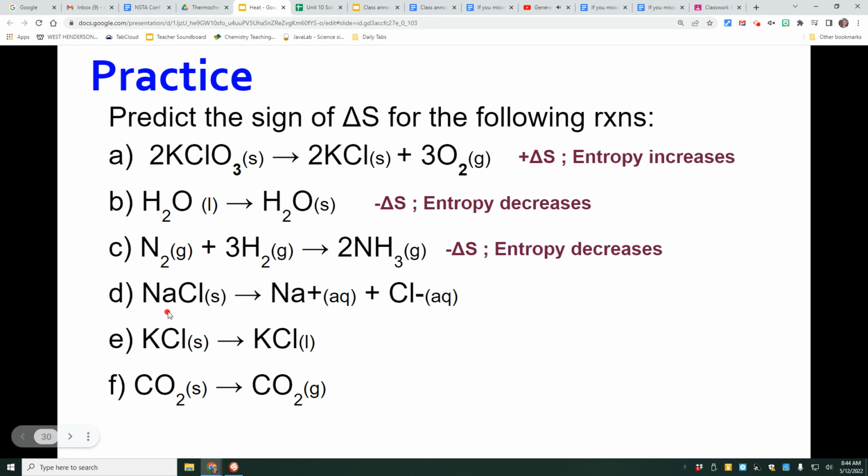Now, if we look at D, these are those dissociation or ionization reactions we wrote in the last unit. So we have a solid, and we're mixing it with water. And so it's producing sodium ions and chloride ions. So these ions, as a solid, are all locked into place in that crystal lattice structure. Sodium and chloride ions are floating around in water and can move around more in aqueous solution. So in this particular case, we're headed towards more disorder. And so we have a positive delta S.